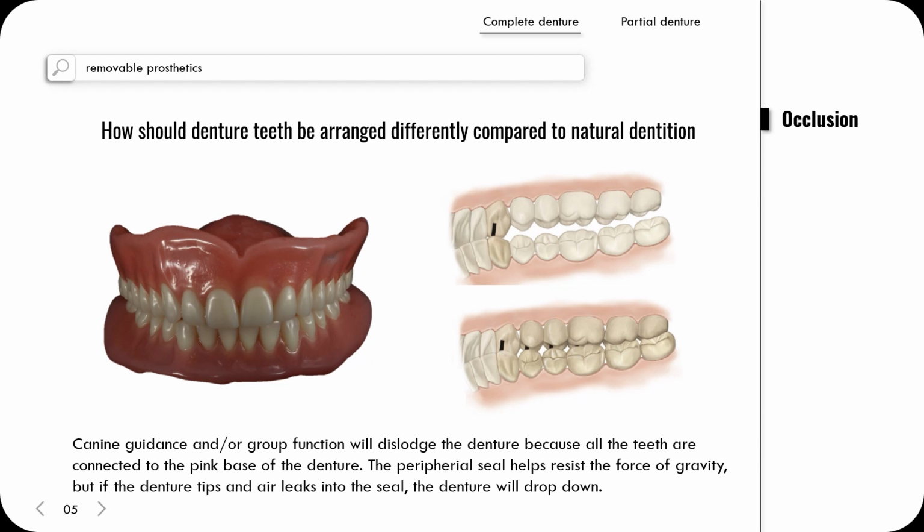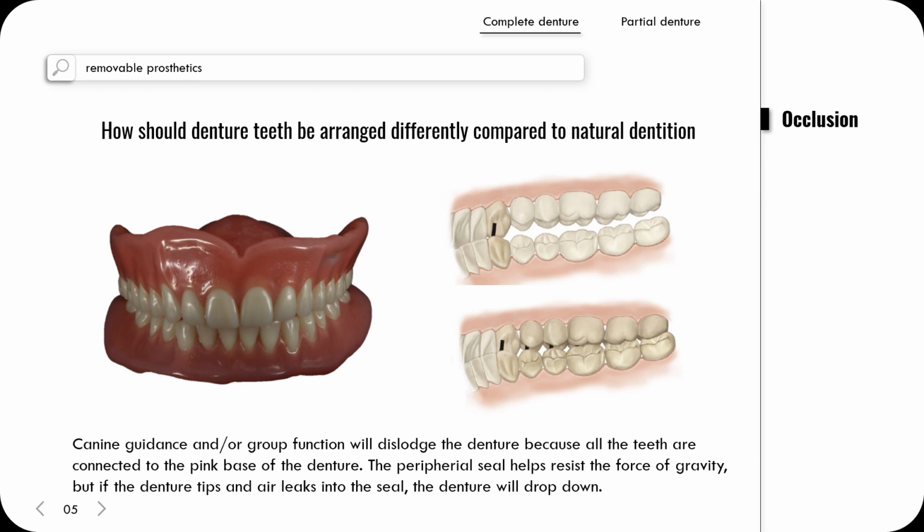Whether it's canine guidance or group function, we are essentially tipping those teeth in the denture because we don't have contact on those teeth on both sides of the arches. So the main difference between dentures and teeth is that the denture teeth are all connected to each other, right? They're all connected to this pink denture base. So it's not like the canine functions independently. The whole reason the denture stays in place, especially for the upper, is because of a peripheral seal. It's really a suction cup effect.